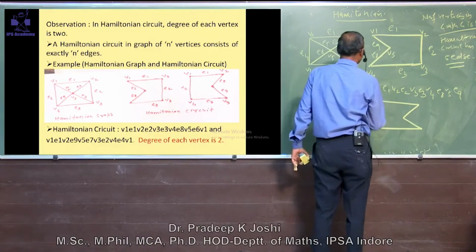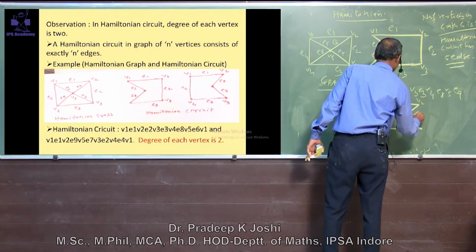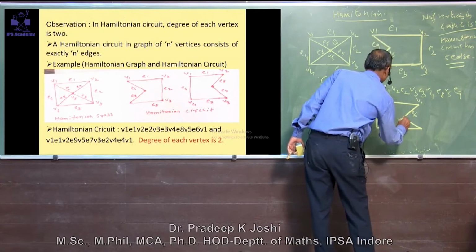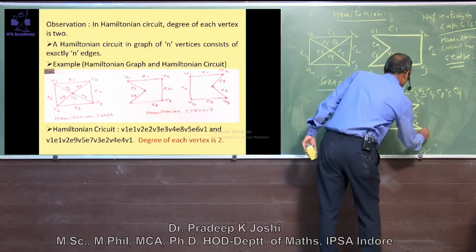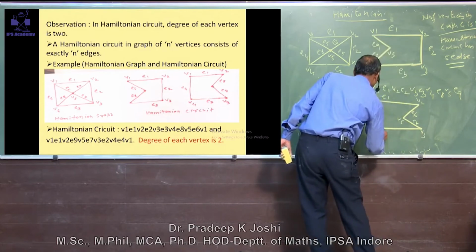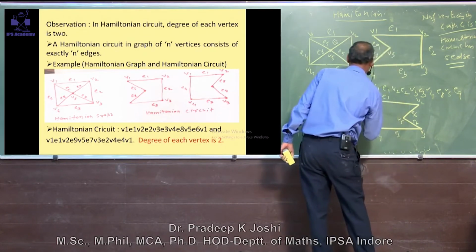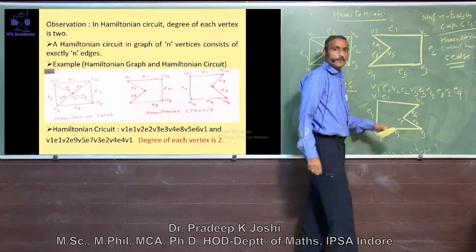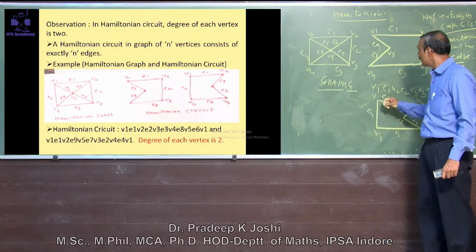Okay, so this is another Hamiltonian circuit: V1, E1, V2, here is E6, that is V5, that is E7, V3, V4, and this is E3 and this is E4. Okay, so this is another Hamiltonian circuit. And see, the degree of each vertex is 2.